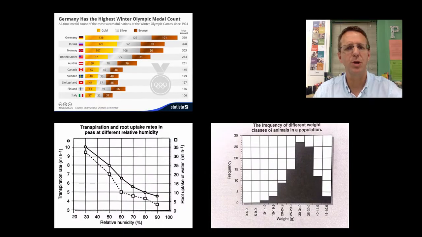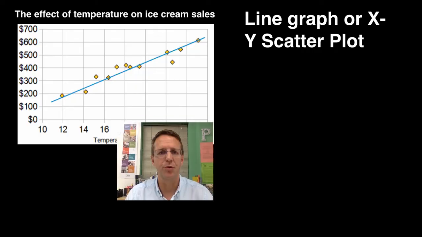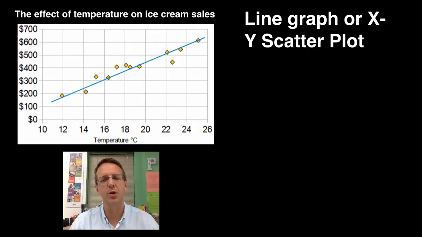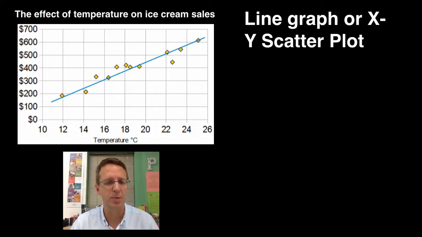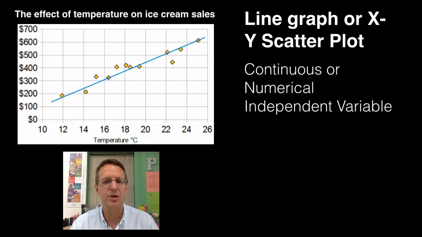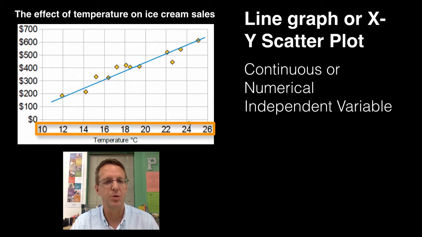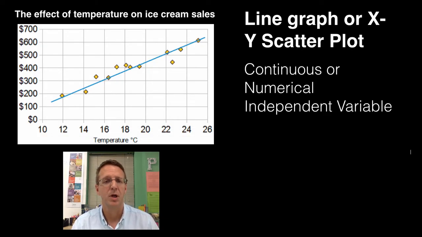So those are the basic ones that we have at our disposal, and I'd like to go through each one briefly. So let's take a look at probably the most popular one, the line graph or an XY scatter plot. This is usually used when the x-axis or the independent variable is continuous or numerical. So you can kind of see this situation here where the temperature is a numerical value, and that means it's continuous. There's everything from 10 degrees to 26 and everything in between.